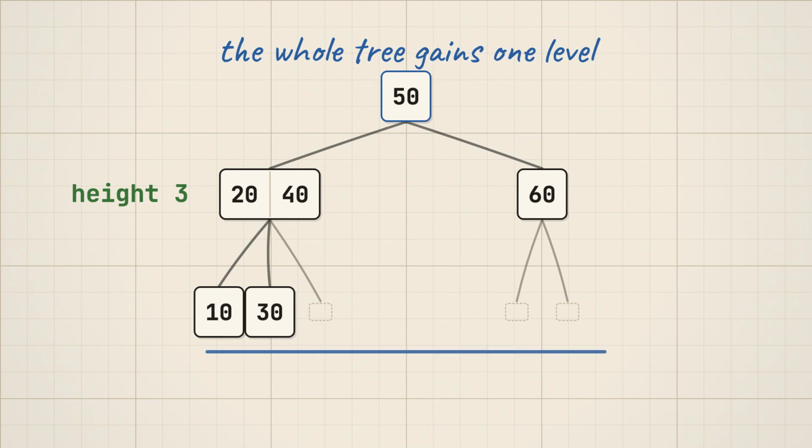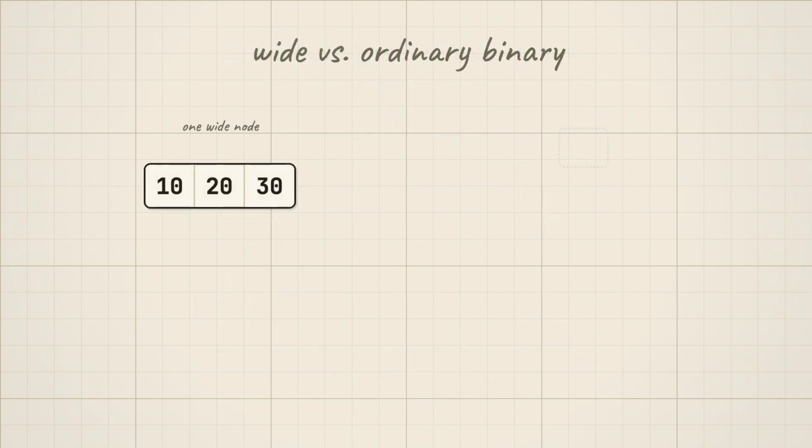One isolated branch never becomes deeper by itself. Every leaf remains at the same depth. This wide tree is easy to reason about. But suppose our implementation is built around ordinary binary nodes: 1 key, 1 left pointer, and 1 right pointer.